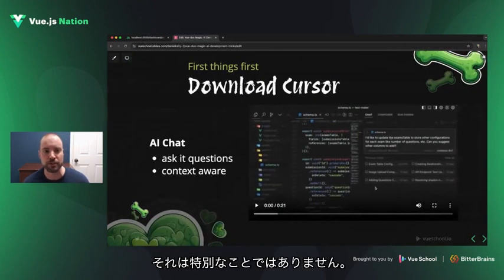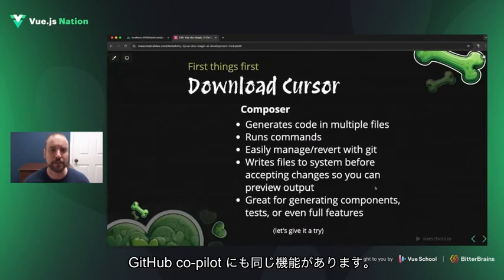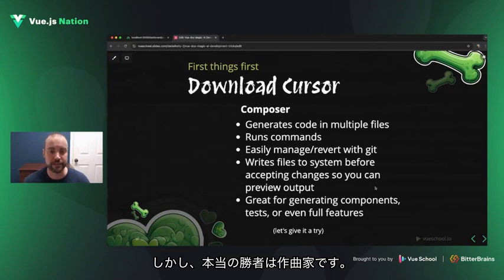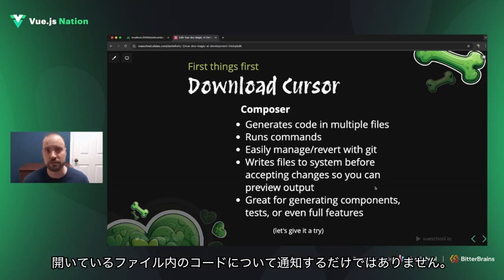That's not super special. It also has AI chat. That's not super special, GitHub Copilot also has that. But the real win is the composer. So the composer does more than just generate some code in the next few lines of your file. It does more than just talk to you about your code in your open file.